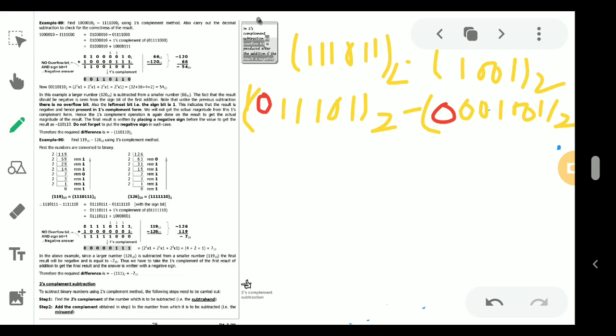Now we have to do what? We have to find the 2's complement of the number. First we will find the 1's complement of this particular number. So if we find the 1's complement of the number, what will be the result?